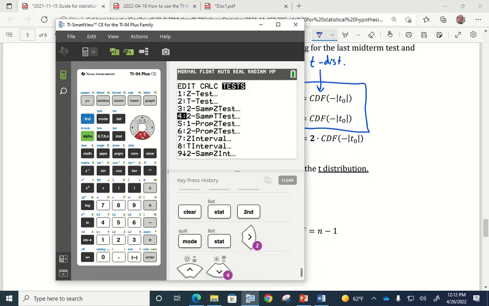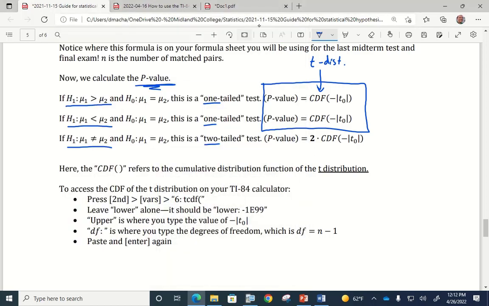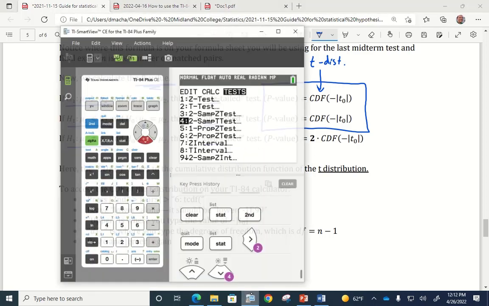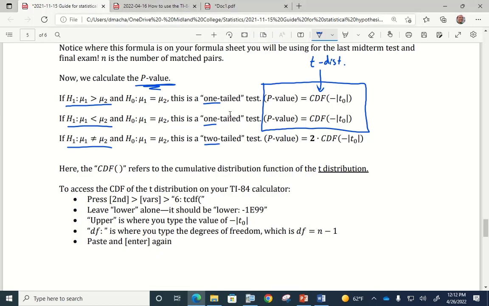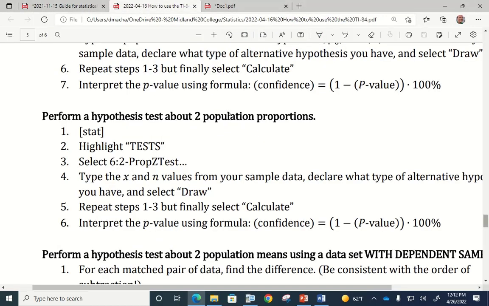I want to say that two sample t-test sounds right. No, that's not right. Sorry, we're going to use two sample t-test for when we have independent samples, for the very last section that we're about to talk about. Let me see if there's any shortcut at all on your calculator.